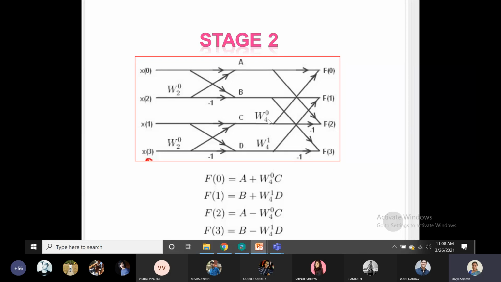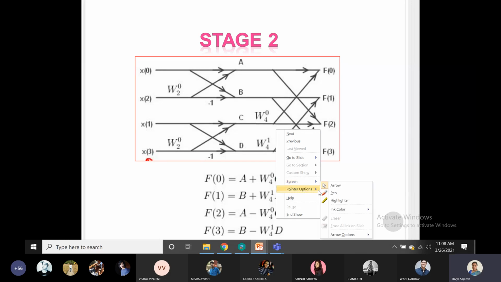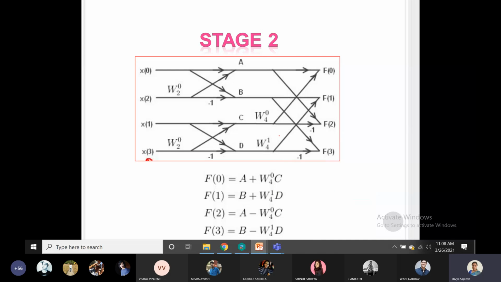Okay, so accordingly your output f of 0 will be a plus. Now what are the twiddle factors here? There will be 2 twiddle factors coming here. One is w4 raised to 0. The next twiddle factor is w4 raised to 1. Okay, so in the second stage, the n value has now changed to 4. Earlier it was 2. Now in this stage n value will be taken as 4.